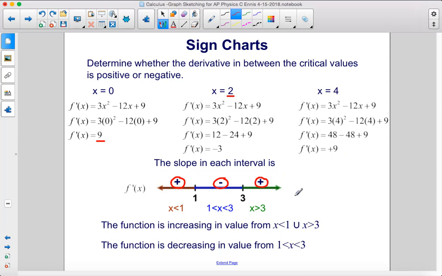So once again, this looks like a positive slope, and then at 1, it switches to negative, and then at 3, it switches back to positive. This is not the exact graph of the function, but this is just a representation of how the slope switches from positive to positive again. So we can see that the function is increasing in value for x less than 1, which is here, and x greater than 3, which is here. And it's decreasing from 1 to 3 in this portion here.